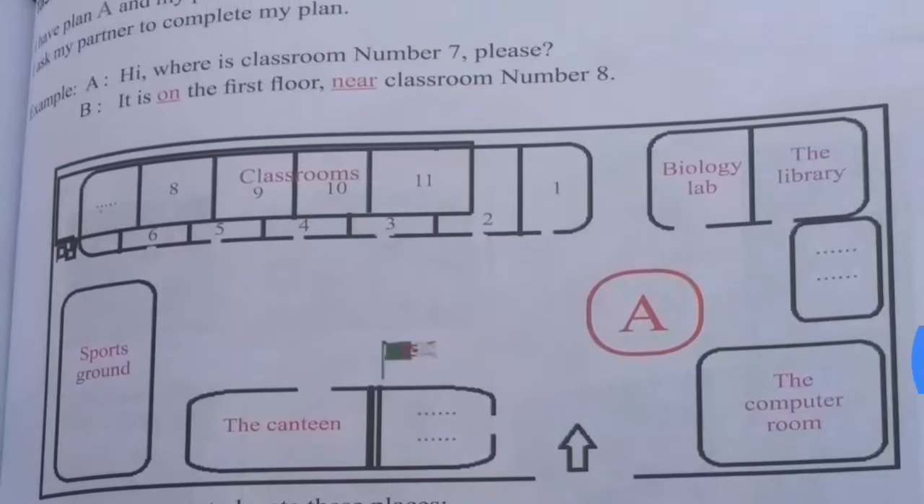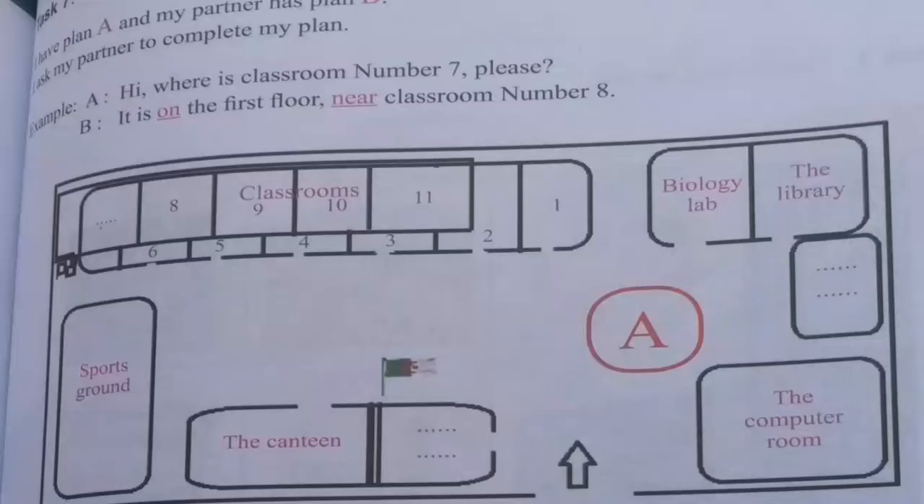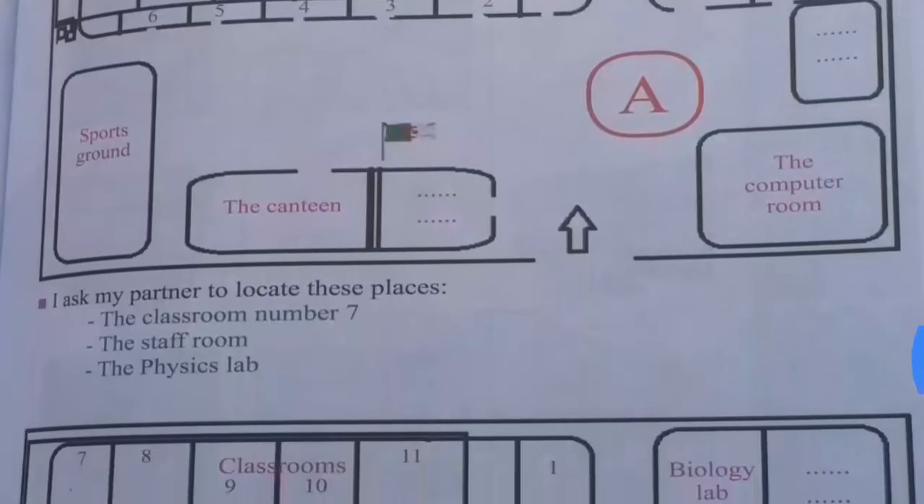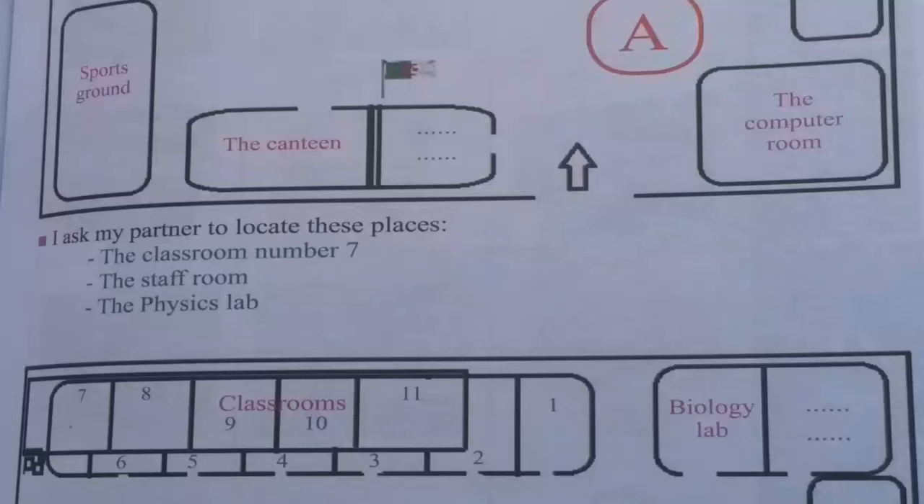ويكون الجواب: B answers, باء يجيب: It is next to the canteen. It is next to the canteen بمعنى إنها بجانب أو بجوار المطعم. Next to. I ask my partner to locate the physics lab. أنا أسأل شريكي لتحديد موقع مختبر الفيزياء.